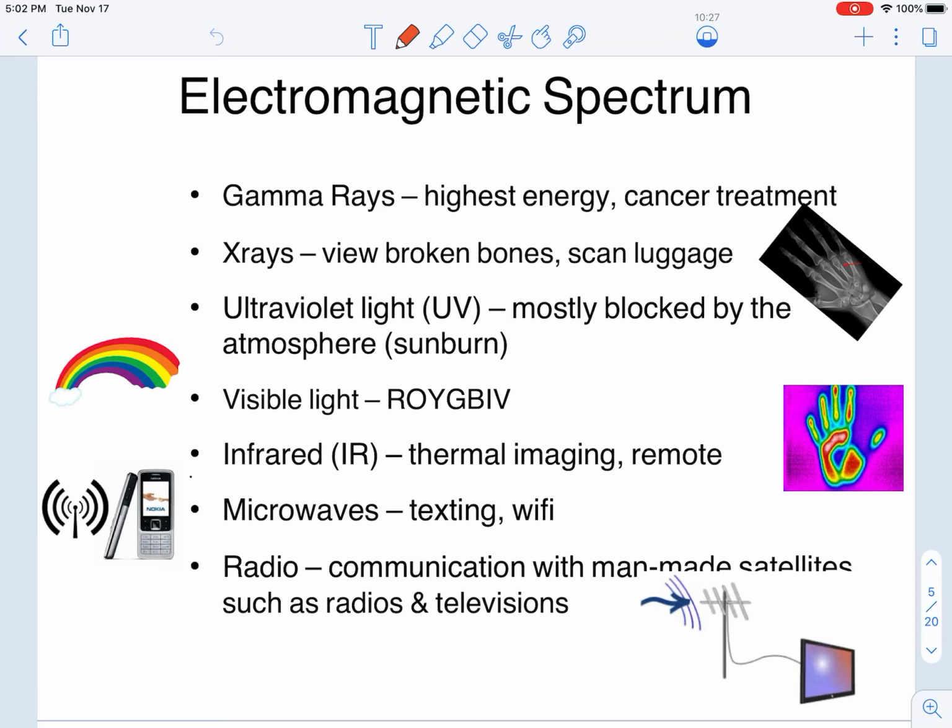Visible light is going to be in the middle of the electromagnetic spectrum, and so this is going to be how we see things, also including how we identify different colors of things. So we'll talk about that more later on in the notes.